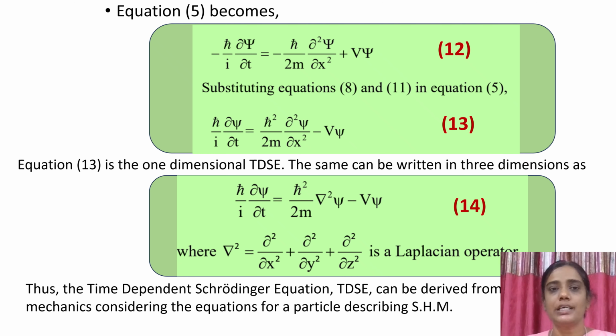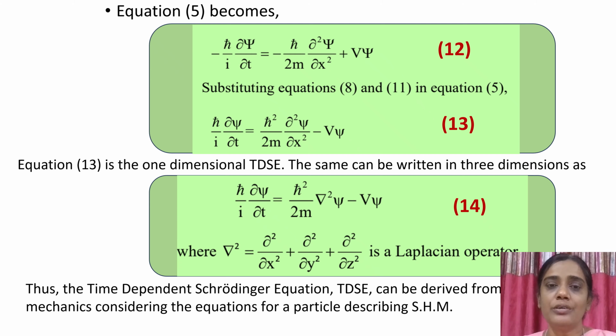Now we are going to consider equation number 5. What is equation number 5? E psi is equal to p squared psi by 2m plus V psi. In this equation, we are going to substitute the values of p squared psi and E psi that we have just derived in the above slides and substitute in equation 5. So equation 5 becomes minus h cross by i dou psi by dou t equal to minus h cross squared by 2m dou squared psi by dou x squared plus V psi.